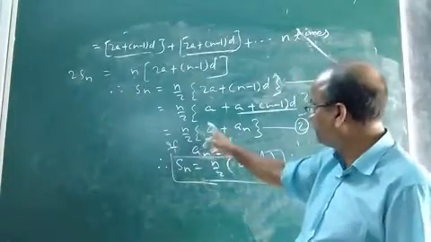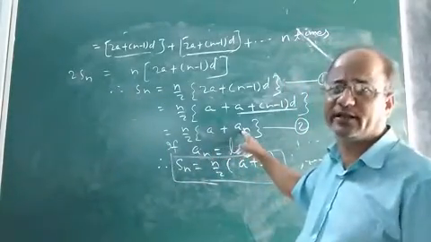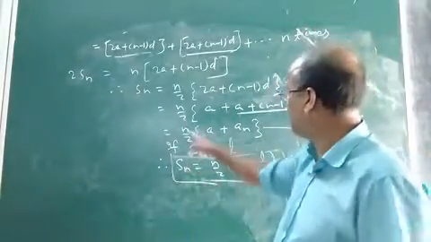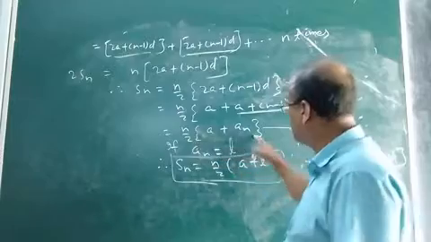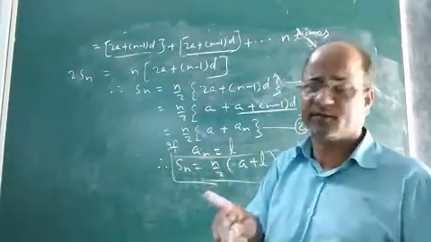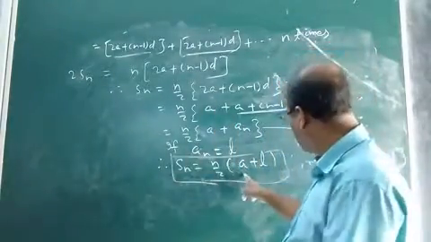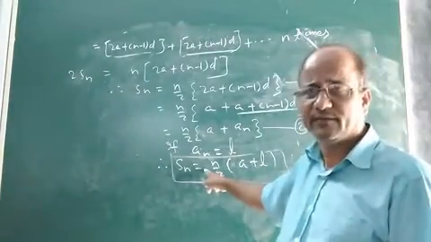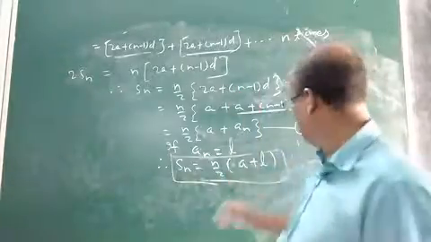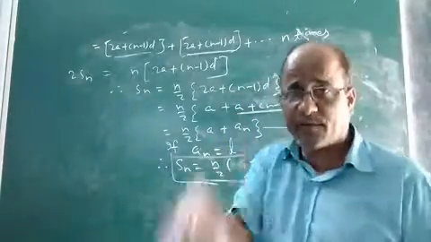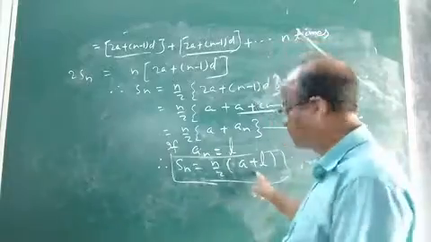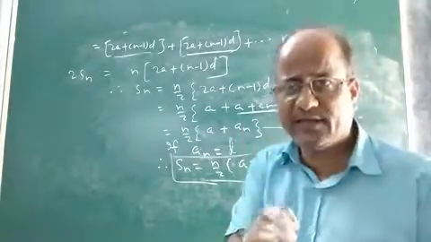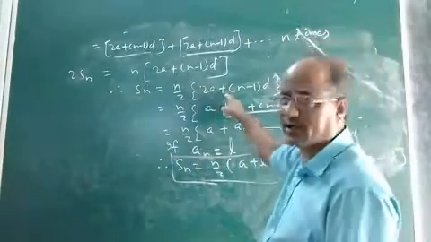And when the first term and the nth term are given, if the nth term or the general term of the AP is given and the number of terms n is given, we will use this formula to find the sum of n terms of the AP. And when the first term, the last term and the number of terms of the AP are given, we will use this formula to find the sum of n terms of an AP. But in most of the problems, this formula is used.